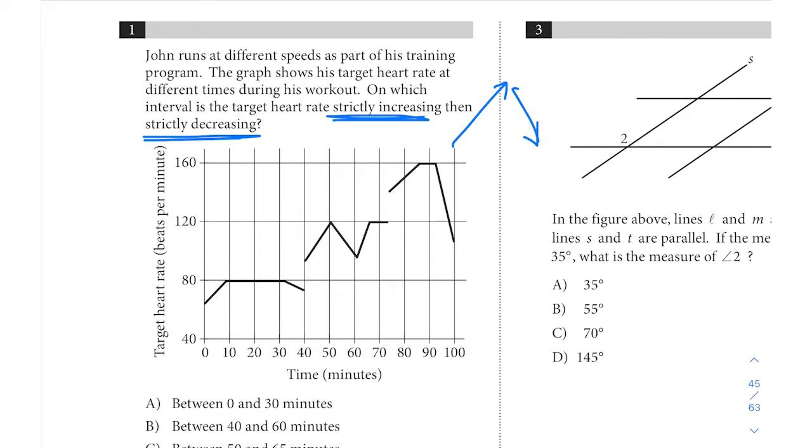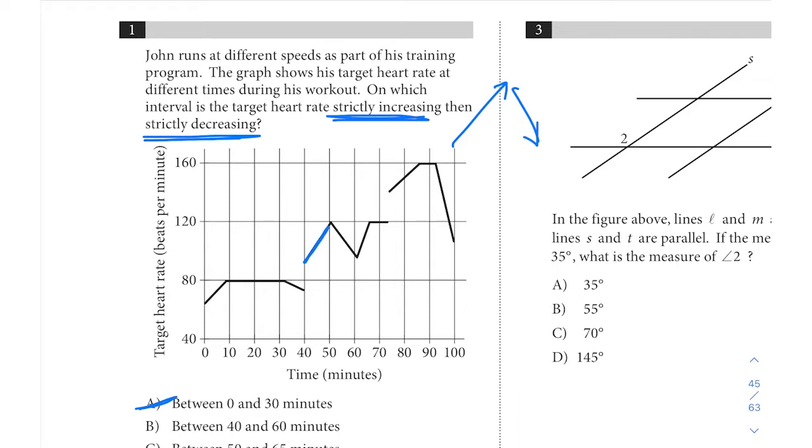Let's see, between 0 and 30. Okay, so if we look between 0 and 30 here, well, it looks like we increase, but then we plateau between 10 and 30 there. So that's not going to be it. We can eliminate A.